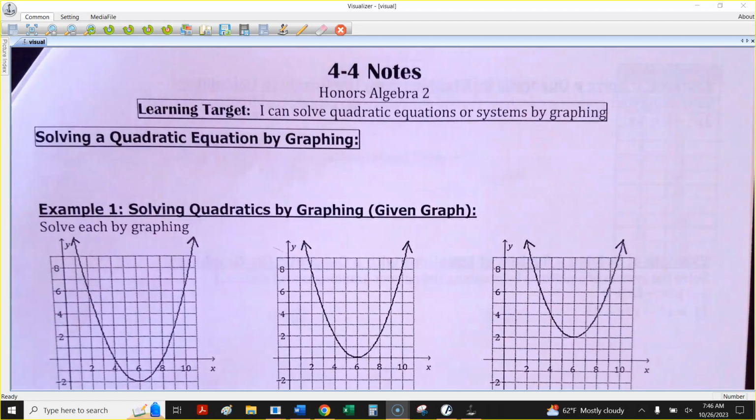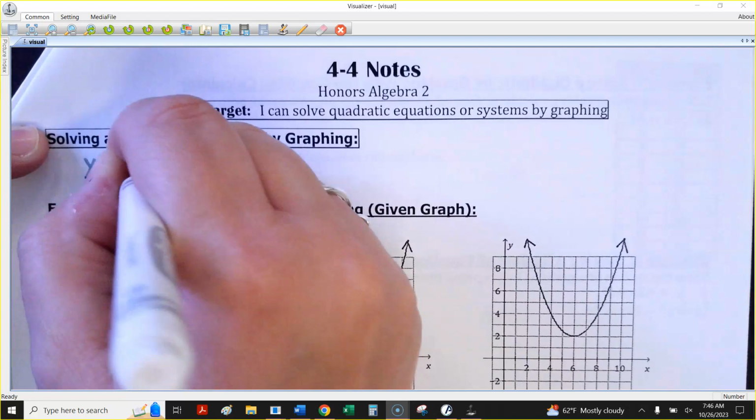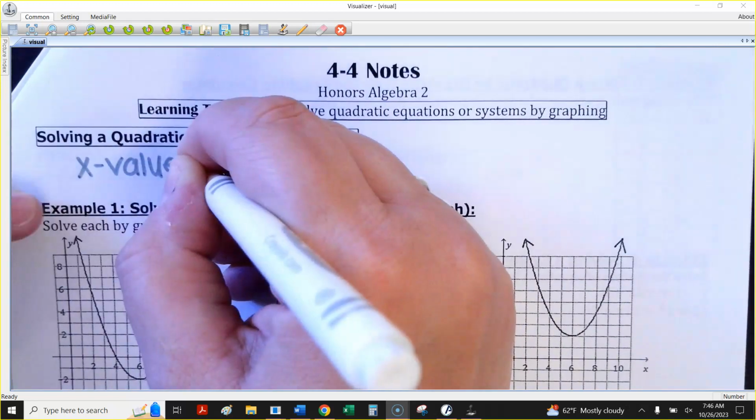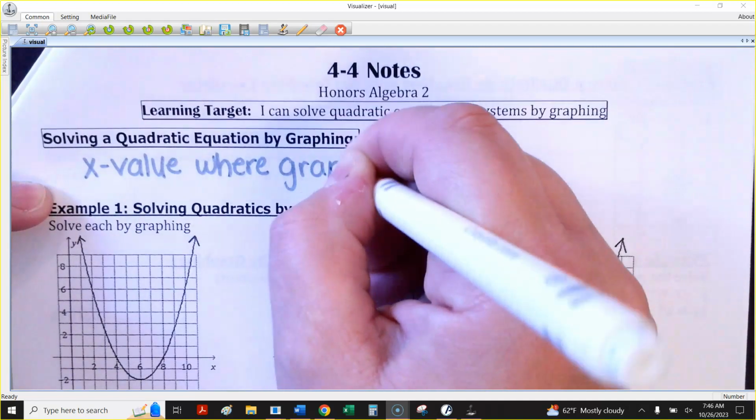All you're going to look for is the x value where your graph crosses the x-axis.